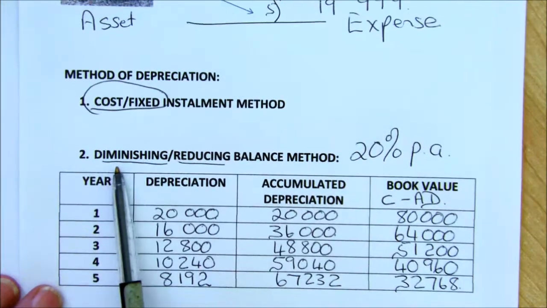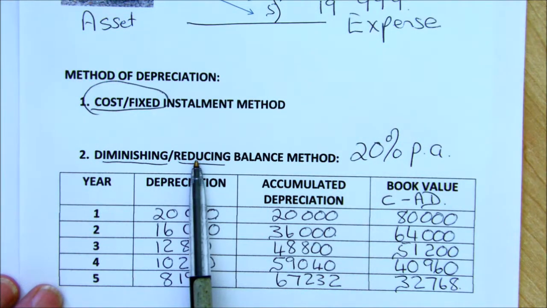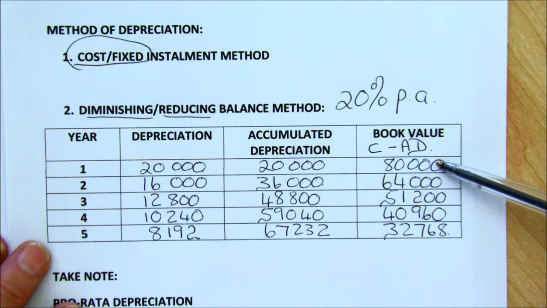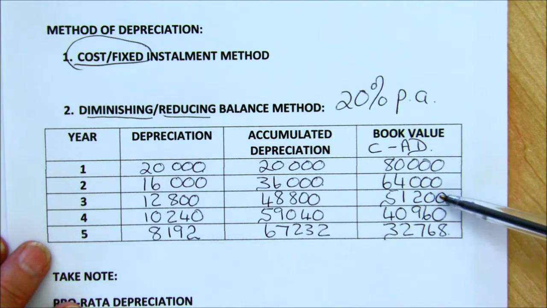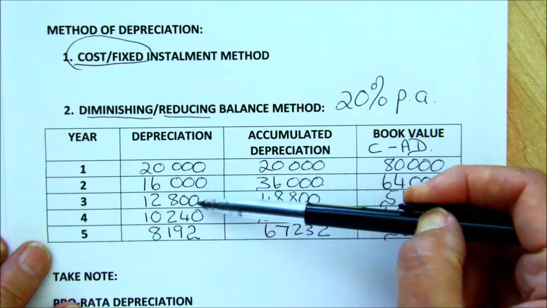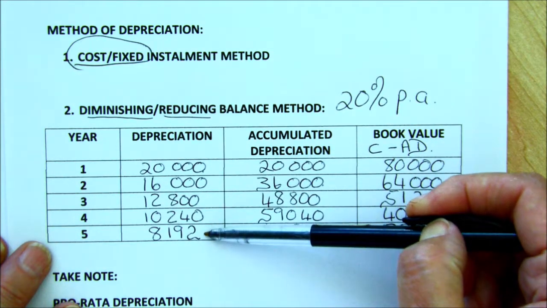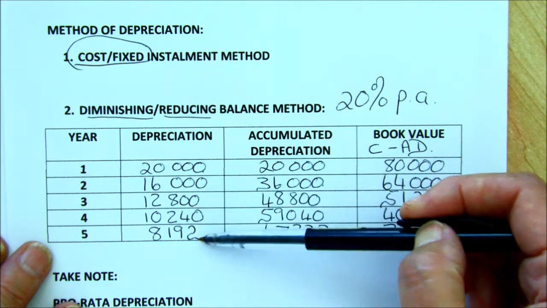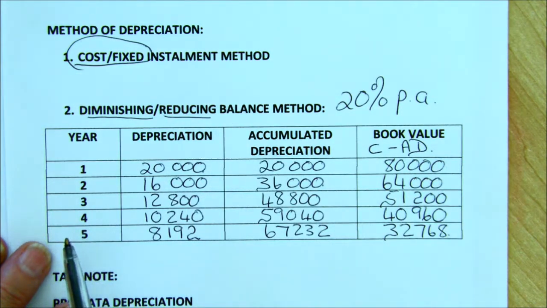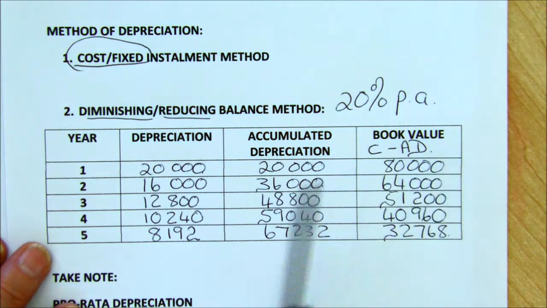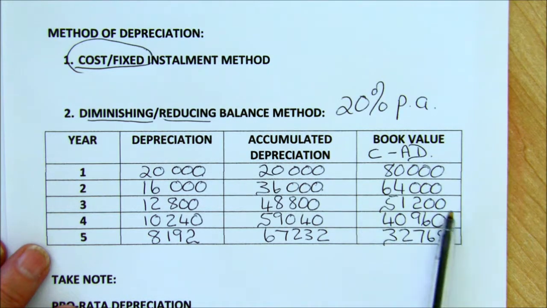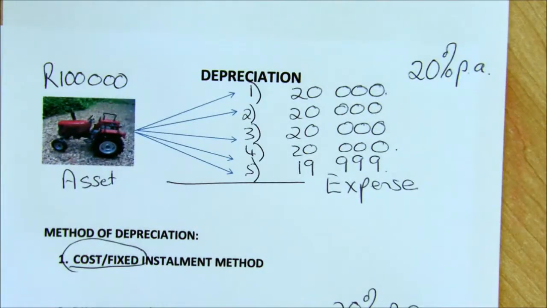In many respects, the diminishing balance is the more realistic figure. An asset loses its greatest value in year 1, and then it keeps losing value, but at a reducing rate. If you look here, the amount it's losing is getting less and less every single month, every single year. And that's therefore deemed as being more realistic. So businesses have to choose whether they're using the diminishing balance, which will show a more realistic value in your books, or the cost method.